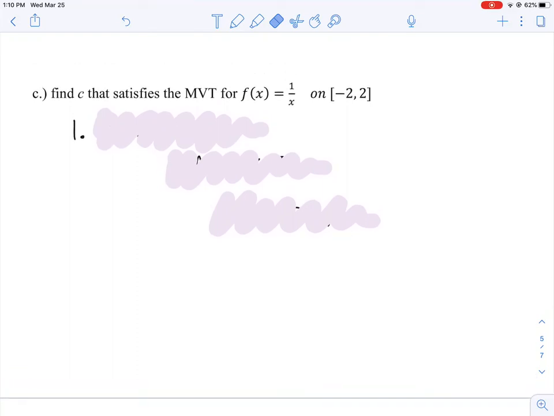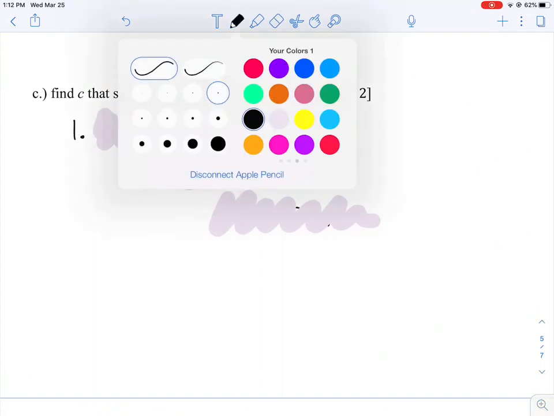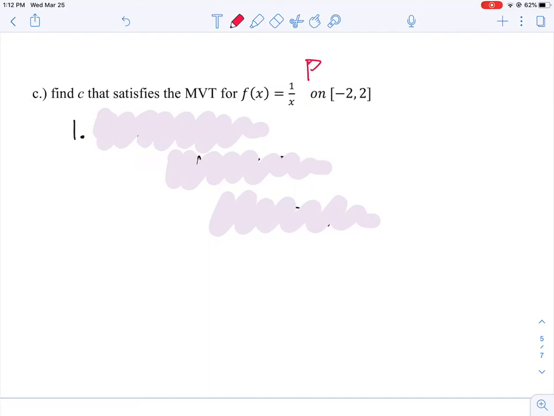Okay. All right, the last one we're going to do in this section is C. Part C says find that c value that satisfies the mean value theorem for this function on the interval from -2 to 2. So remember the two things that we need to show for mean value theorem. Number one, it has to be continuous and differentiable. And number two, the instantaneous rate of change has to be the same as my average rate of change. So the first thing here, we need to show that this function is continuous and differentiable in my interval.